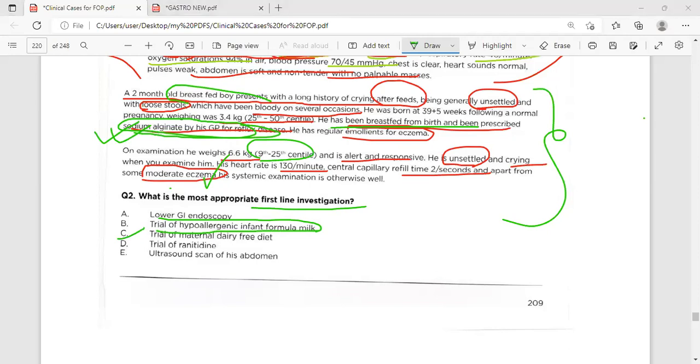Yeah, also look at his age. He's less than 6 months of age. So we should try to have him breastfed at all times.